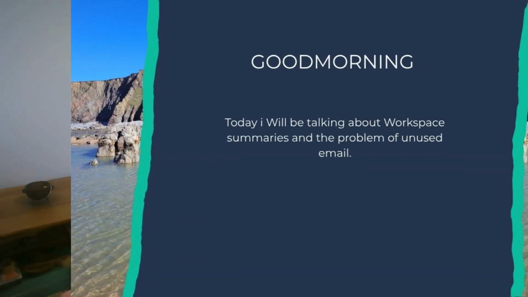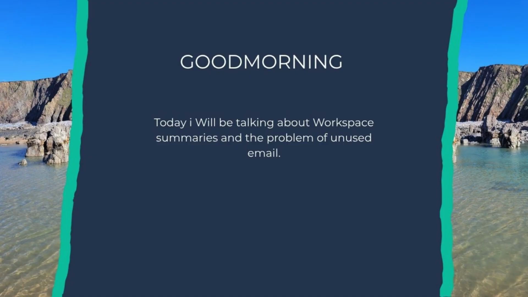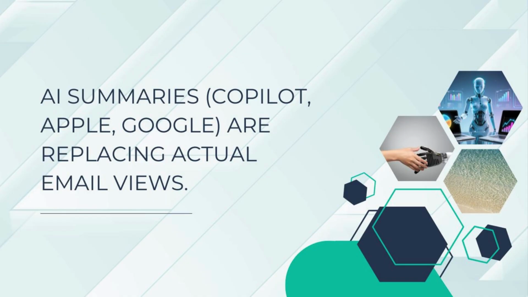And today's video is going to be about Workspace Flows, summaries, and what to do when no one actually sees your email, because this is going to be a big problem in the future if it isn't already. The key thing here is Copilot, Apple, and Google, especially on their paid plans, are now offering summaries. So instead of people seeing your email, they're seeing the AI-generated summary of it. And this is a massive problem, especially in the B2B world where you typically have a paid workspace.